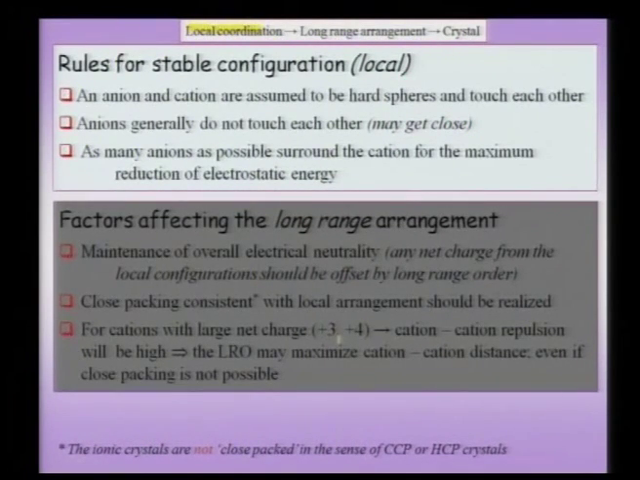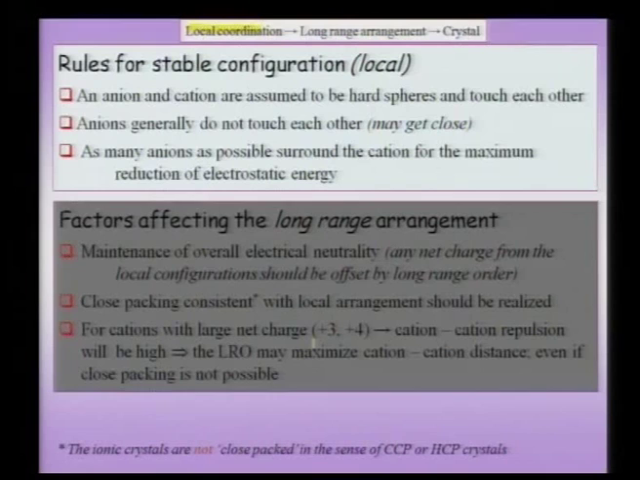So, what are the rules for the local stable configuration? Of course, any of the starting assumptions are often violated, but we will keep these assumptions in mind when we are deriving these rules: that the anion and the cation are assumed to be hard spheres and touch each other. This is very similar to the assumptions we made when we talked about the metallic solids, especially the close packed structures.